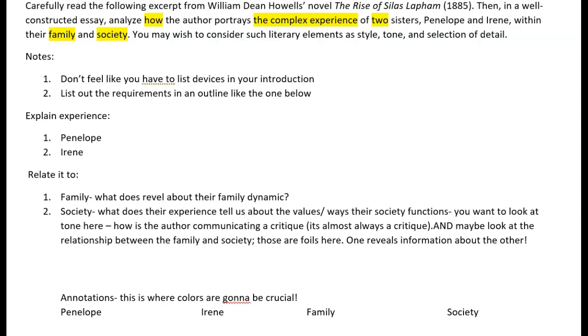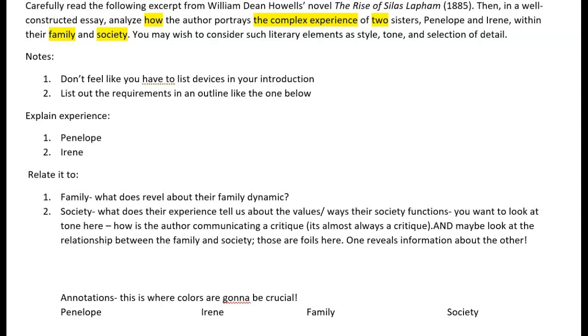I highlighted the word too, Penelope and Irene, which would tell you that a fully developed essay would talk about not only the experience of Penelope, but also the experience of Irene. And then it also points out that it's the complex experience of the two sisters within both their family and society. So skipping any of those things would cause you some problems. And then our last sentence, you may wish to consider such literary elements as style, tone, and selection of detail.